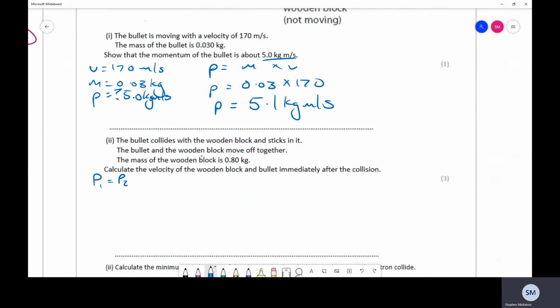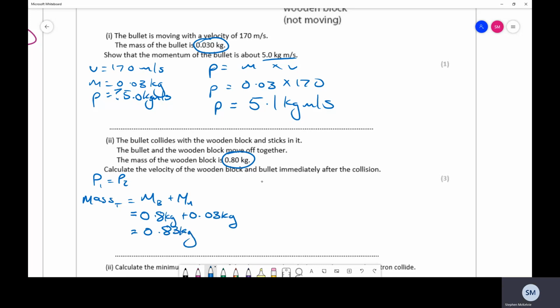Completely lost my train of thought here. The wooden block with the mass of the wooden block. Yeah, okay. So I need to find out the momentum afterwards. So I need to find the total mass, and that will equal the mass of the block plus the mass of the bullet. So I'll have U for bullet and B for block. And I'll find that by adding the mass of the bullet, 0.03, with the mass of the block, 0.8. So 0.8 kilograms plus 0.03 kilograms gives me a total mass of 0.83 kilograms.